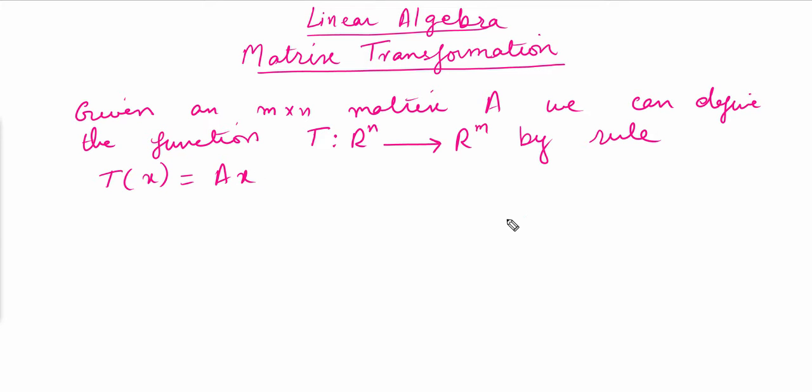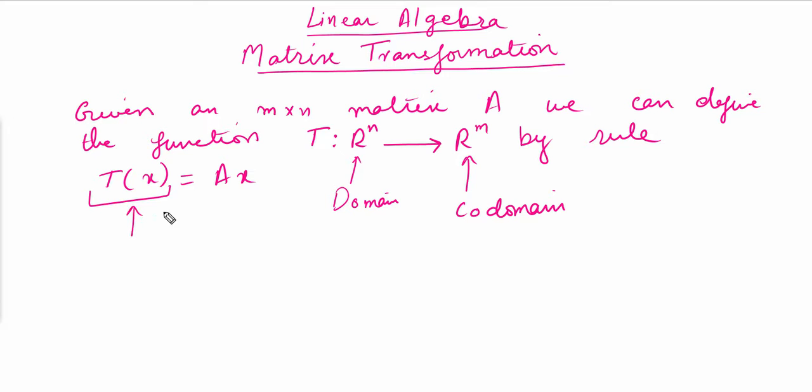Alright, in this one we have to understand some terms, because students might get confused about what I have written over here: T such that R to the power of n with an arrow to R to the power of m. R to the power of n represents the domain of the matrix. R to the power of m expresses the codomain, and T of x represents the image of x under the transformation T.